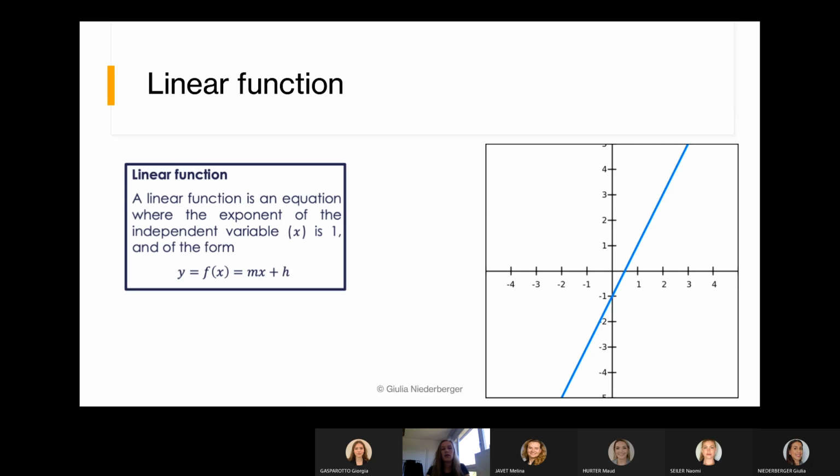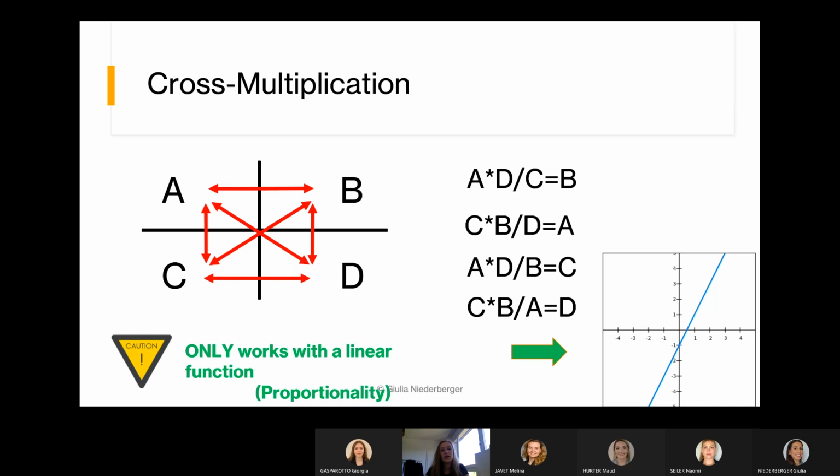Then for equations. So here you have the example of a linear function. A linear function always works the same way. You have your slope, which is m, times your, for example, x, and then plus the y-intercept, the h. So the h is always the point where your line crosses the y-axis. So here it would be -1.